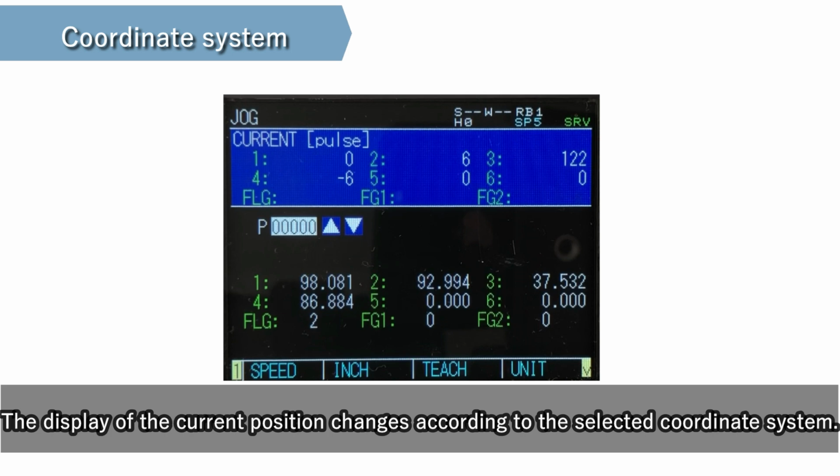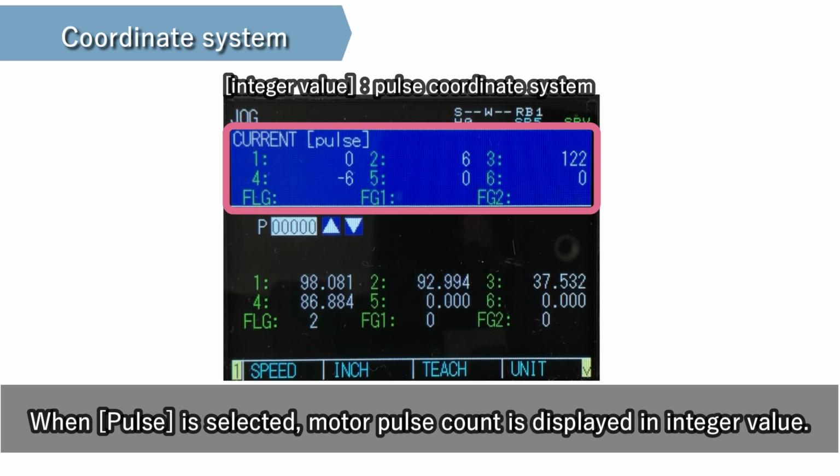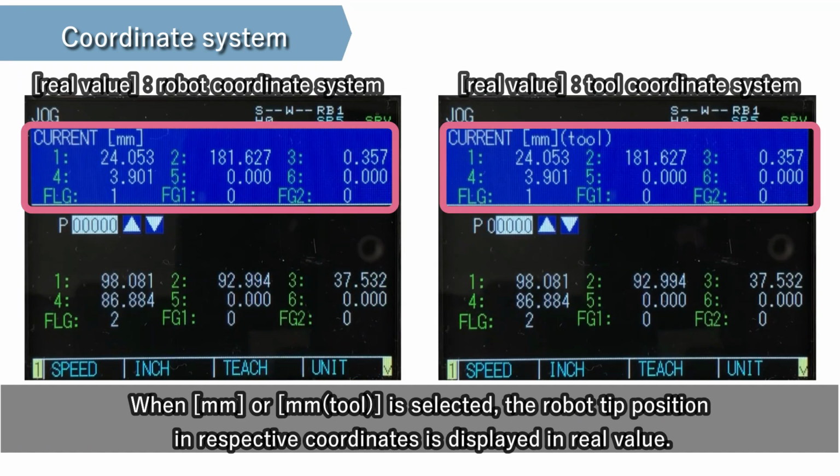The display of the current position changes according to the selected coordinate system. When pulse is selected, motor pulse count is displayed in integer value. When robot or tool is selected, the robot tip position in respective coordinates is displayed in real value.